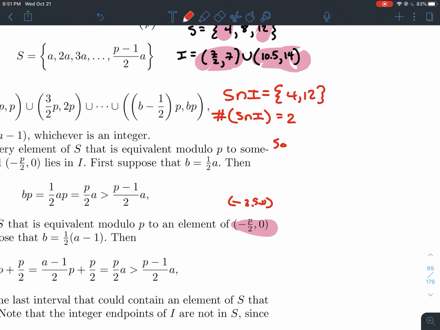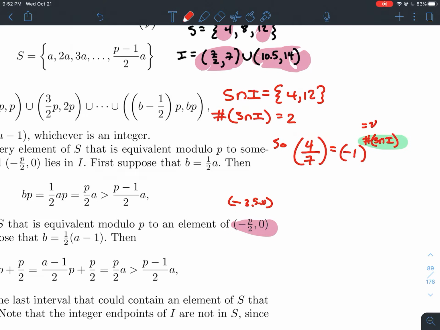So I'll write it this way. The Legendre symbol of A over P, so 4 over 7, would be equal to -1 to the nu. That's the same thing, though, as -1 to the cardinality of S intersect I. And so what do I know? I know that that's nu from the previous video. This is equal to nu.